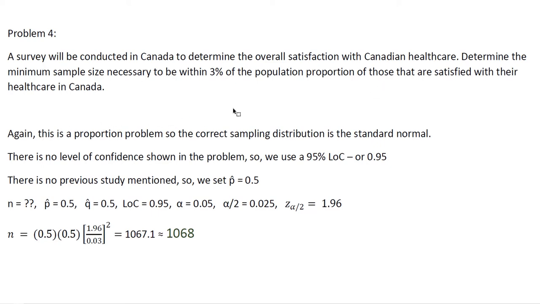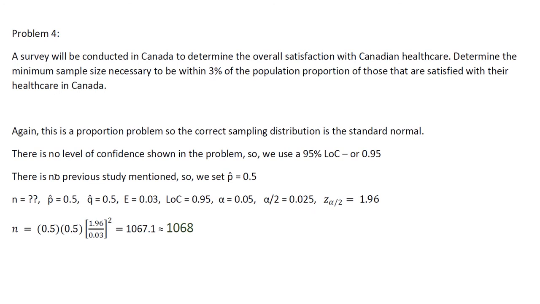Again, this is a proportion problem, so the correct sampling distribution is the standard normal or the Z distribution. There's no level of confidence that's specifically asked in this problem, so we default to the 95% level of confidence. Also, there's no previous study mentioned. There might be a previous study, but there's not one mentioned for this, so we consider this to be a brand new study. The default is we set p hat equal to 0.5.